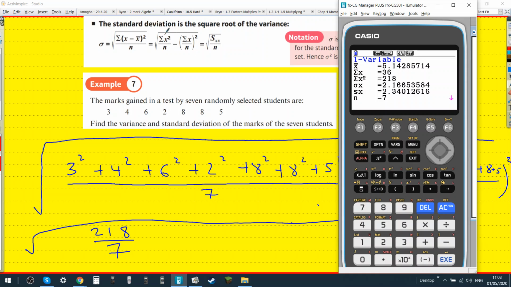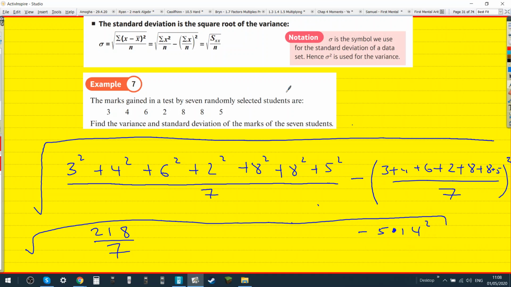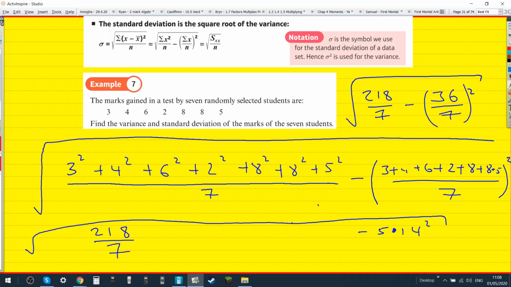You can see there sigma x squared. So we have sigma x squared, n is 7, sigma x was 36 and 7. That shows your working out. So square root of 218 over 7 minus 36 over 7 squared, and that gives you 2.17 roughly. Any questions about that? No.